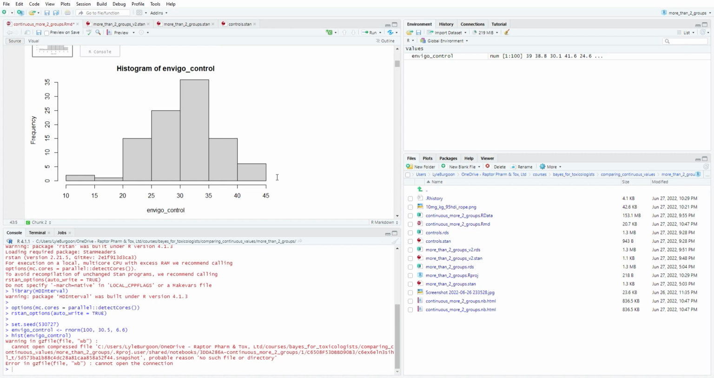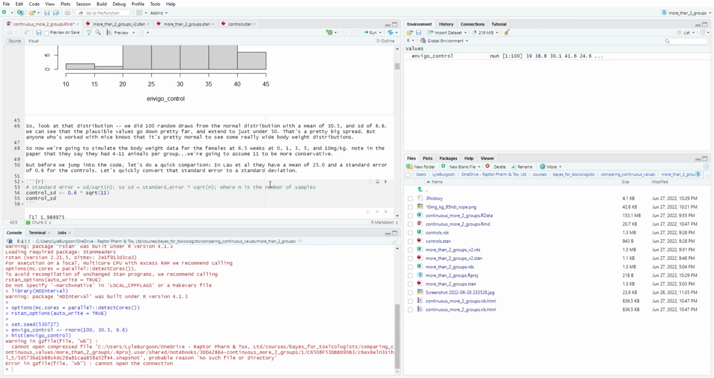One of the things I'll mention is you can see that there's a wide spread here in terms of the body weights at our interpolated 6.5 weeks from Envigo. This is not actually atypical. What is atypical is what we see in the Lau study, and now we'll go through that real quick. The standard deviations in the Lau study are actually kind of tight.